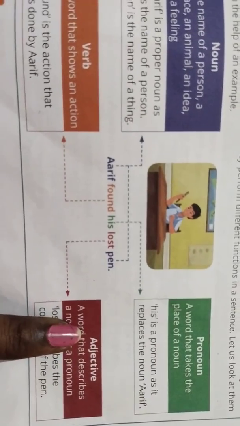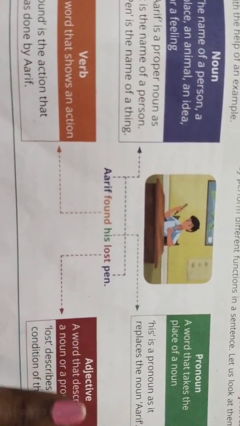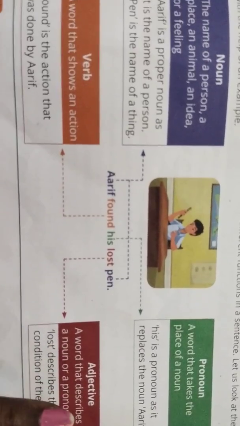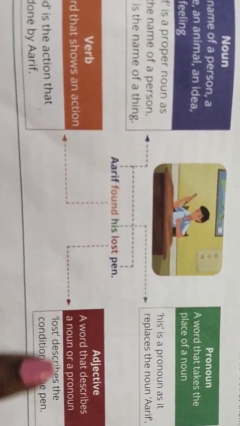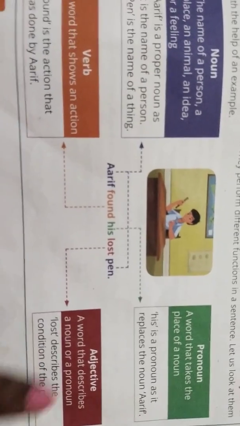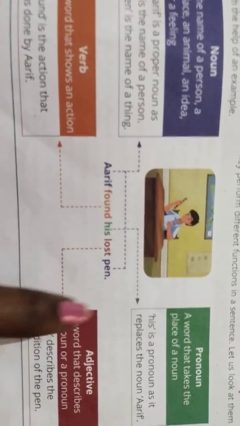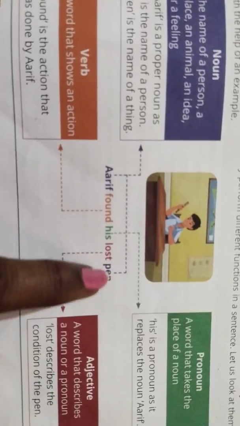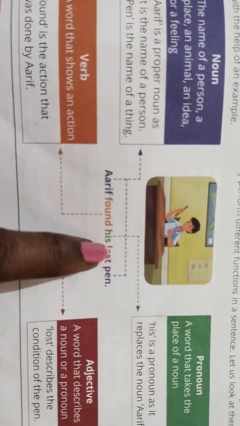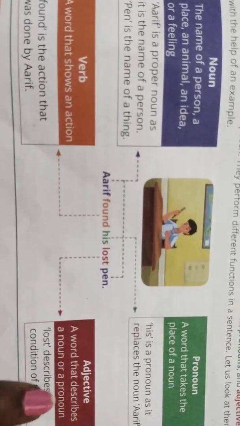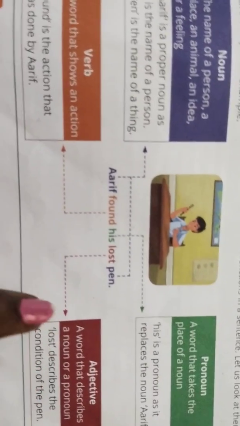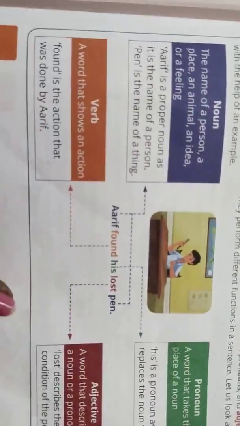Then the next one of the parts of speech is the adjective. An adjective is a word that describes a noun or a pronoun. So here lost describes the condition of the pen. The adjective tells us about the noun, the pen. It describes what kind of pen it was, a lost pen. So a word that describes a noun or a pronoun, we'll tell it is the adjective. So these are the parts of speech we have followed to learn in this lesson.